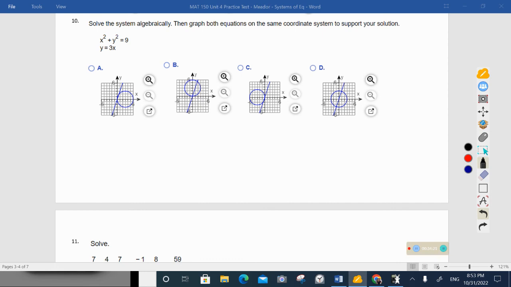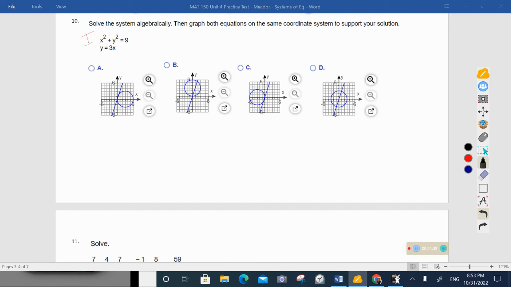Okay, question number 10 says solve the system algebraically, then graph both equations on the same coordinate system. I actually think the graph is super easy, so let's do that first. We did conic sections last unit. That's sections of cones. Equation 1 is a circle.